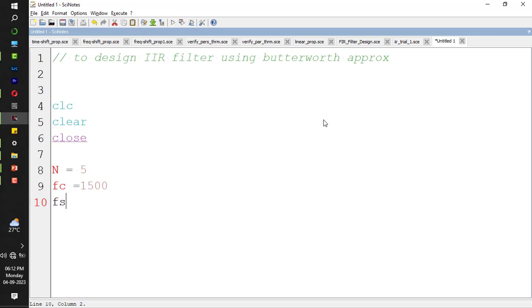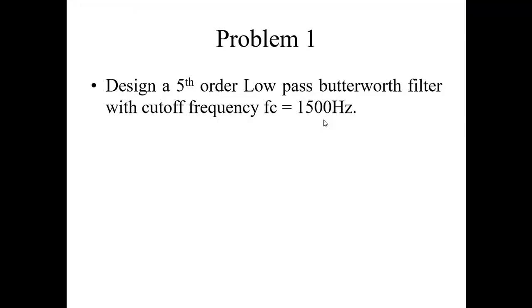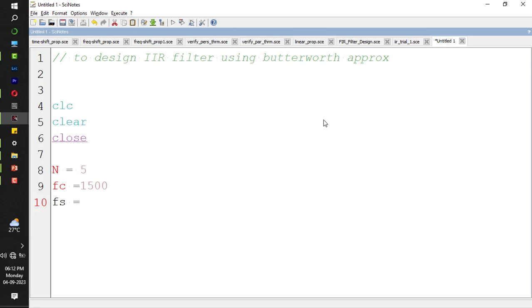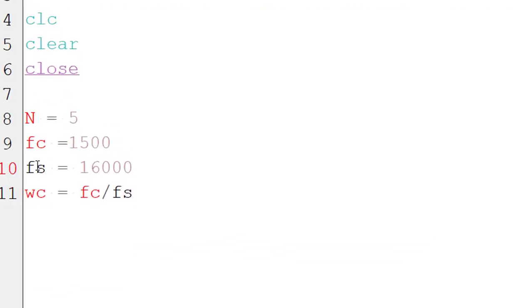Sampling frequency FS is, since sampling frequency is not given, we'll take the sampling frequency as 16 kHz. And we'll normalize the cutoff frequency. How do we normalize the cutoff frequency? WC is equal to FC divided by FS. Let us make this a capital F.